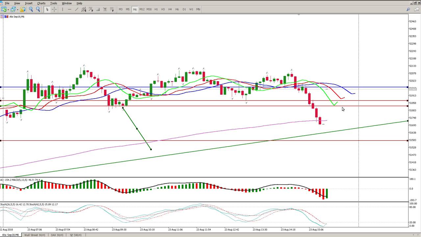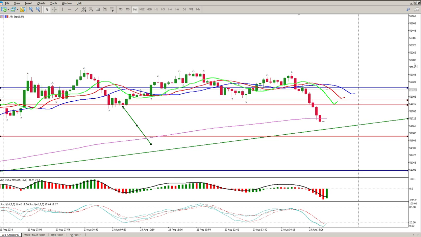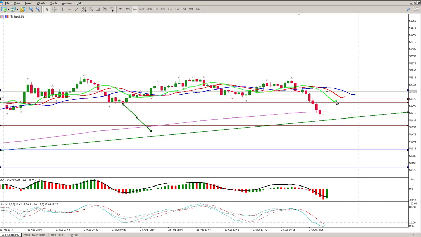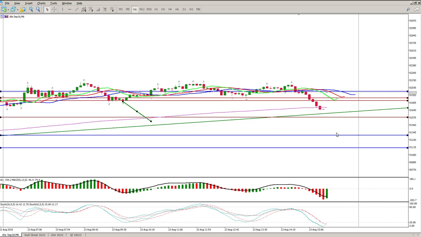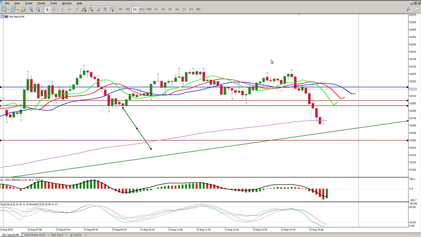Ideally I'd like to see us come test 51835. Any bearish action there would get me short, and I'd basically play for these two blue lines, which are our closing range breakout targets, and that is 51300, and the second target would be 51100. That's my take on this for the day, and stay safe.